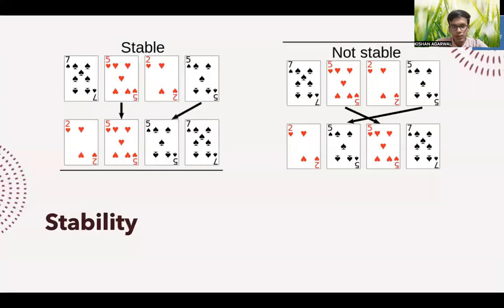In the given figure, you can see that the 5s of different suits are in the same order as the input order in the first figure, and in the second figure they are in the opposite order. That means the first one we can call a stable sort, and the second one we can call not a stable sort.